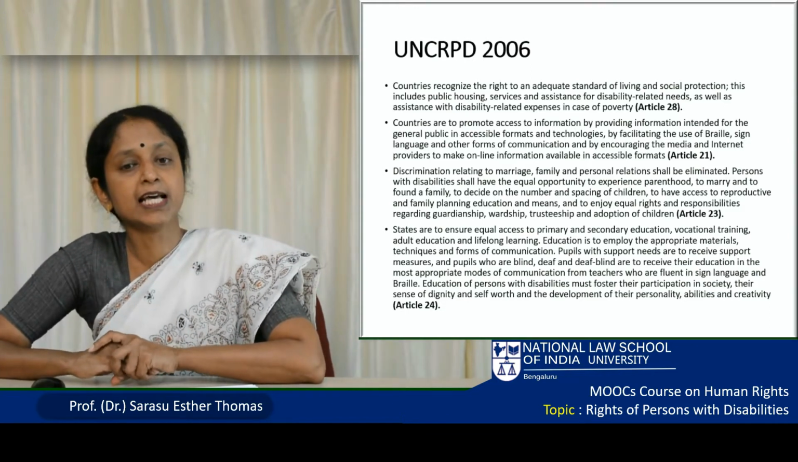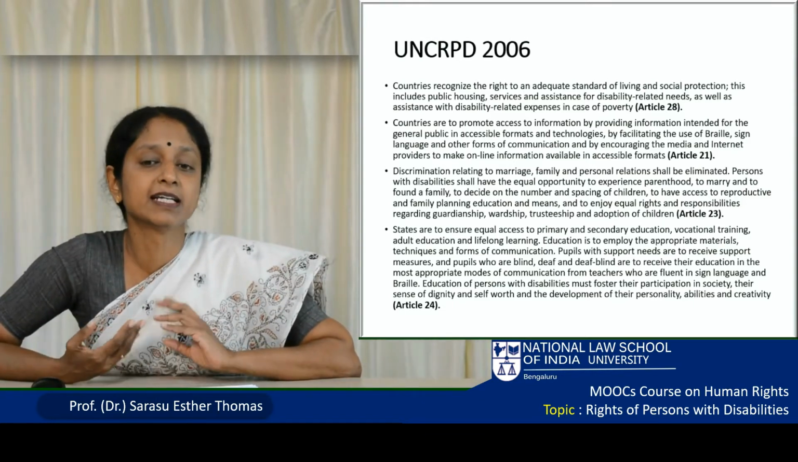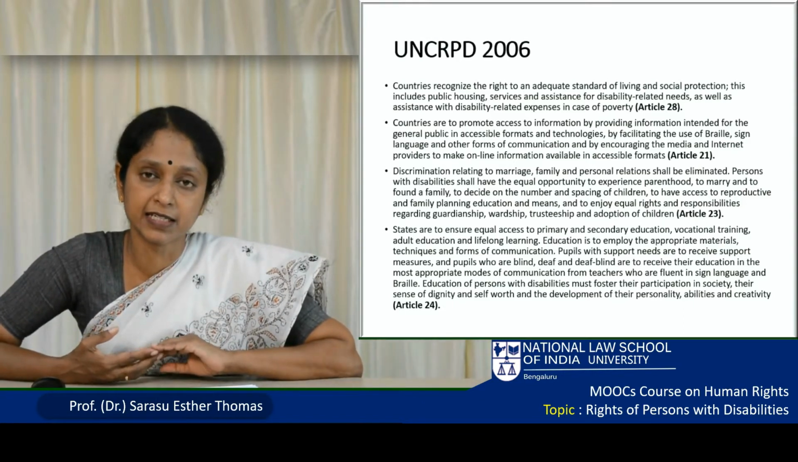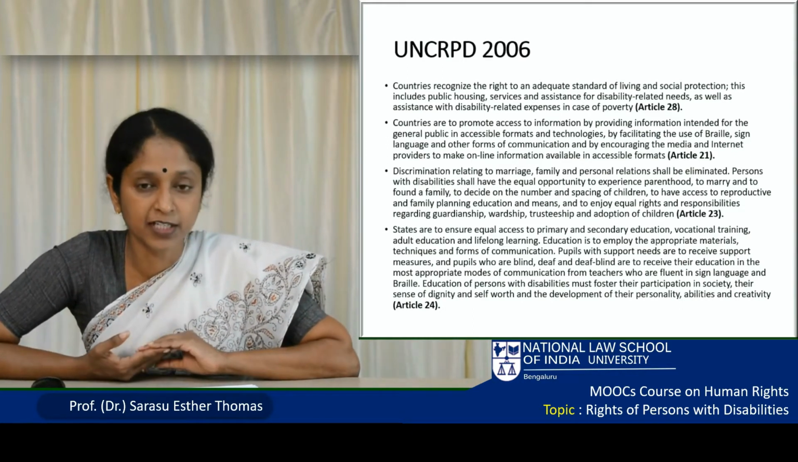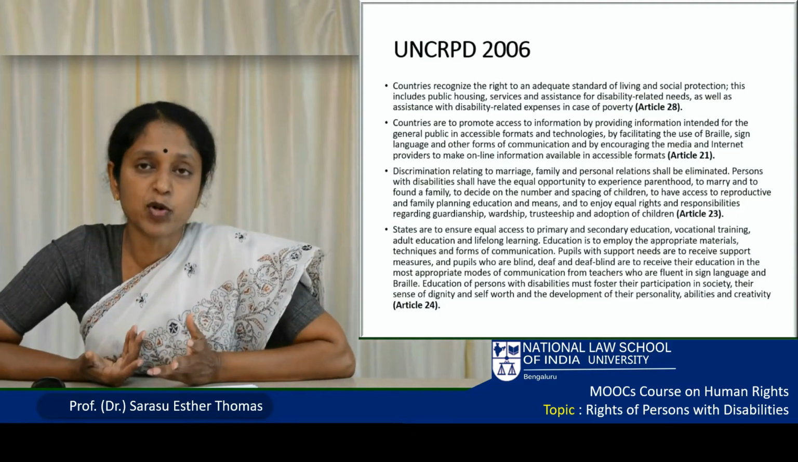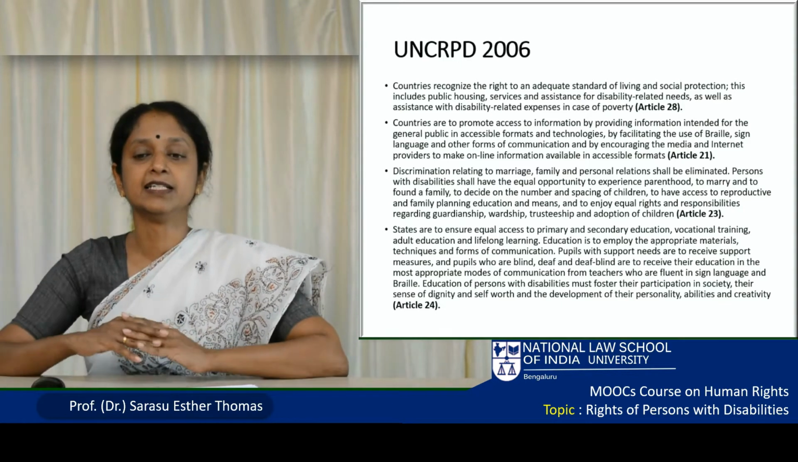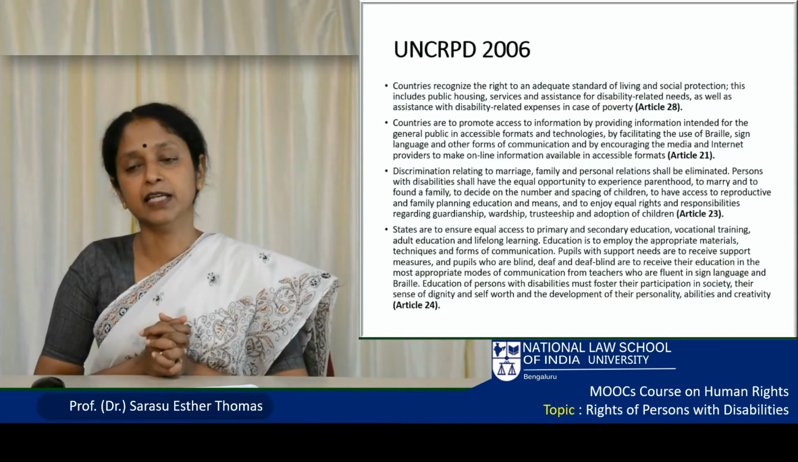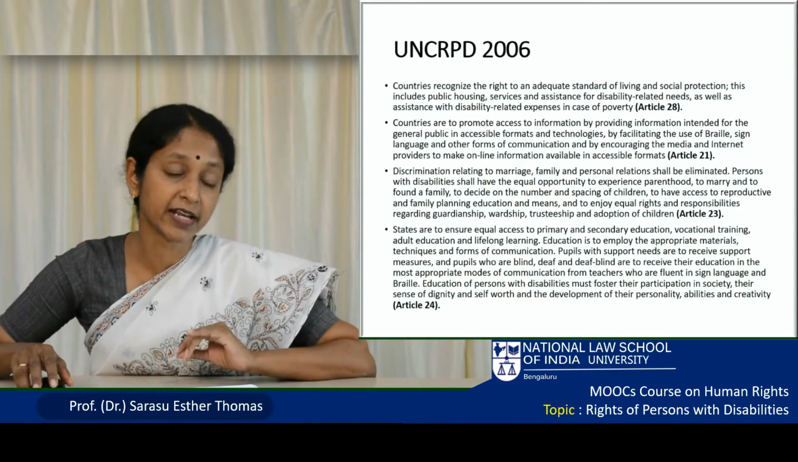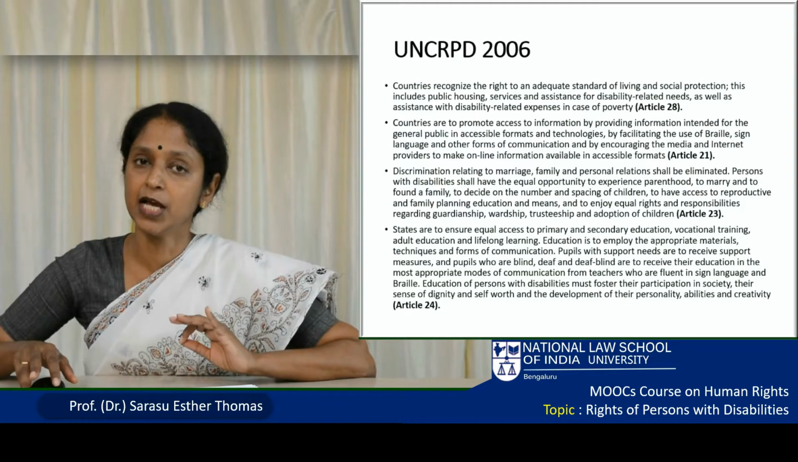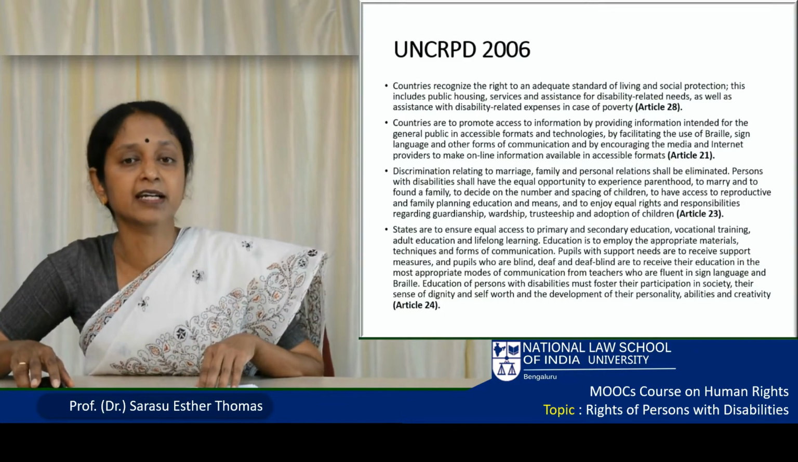We also see that the states must exercise measures to ensure access to primary and secondary education, vocational training, adult education, and learning through life. So education must employ appropriate materials, techniques, and forms of education, and no child must be left behind, including children with disabilities. So the right to education is something that is very relevant when we look at intersectionality of childhood and disability, and that's something we will examine again a little later.